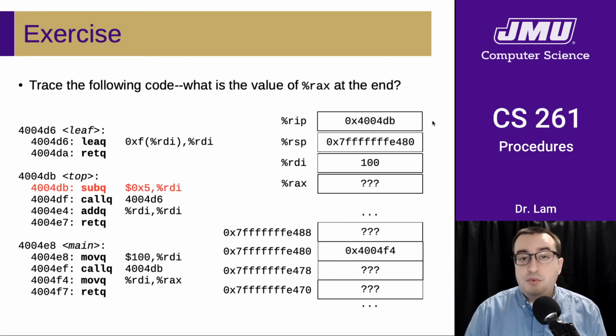Okay, so that means that we've called top. So that means that we are here. We're going to execute the first instruction inside of top. So that's a subtract. It's going to subtract 5 from RDI. So that's going to subtract 5 from the value that's there. So that makes it 95.